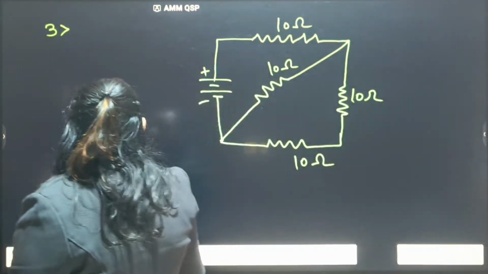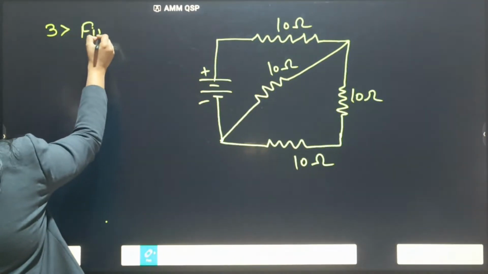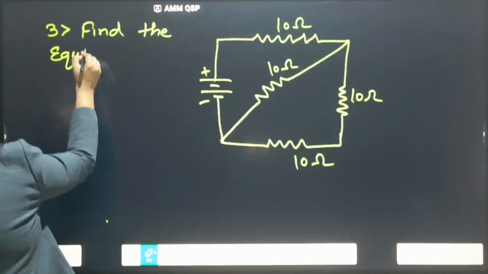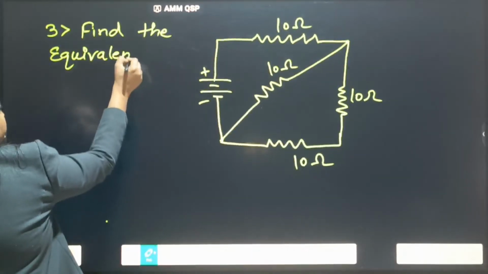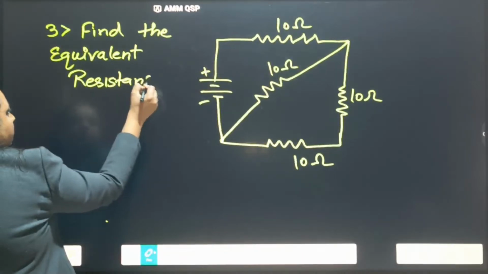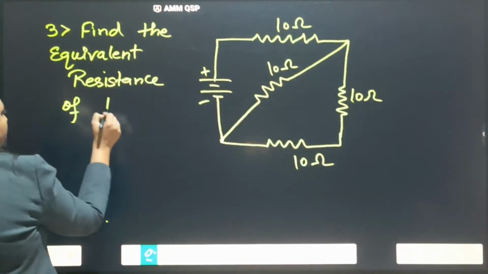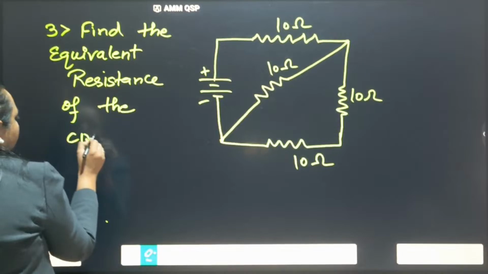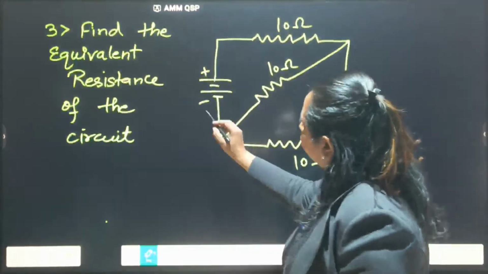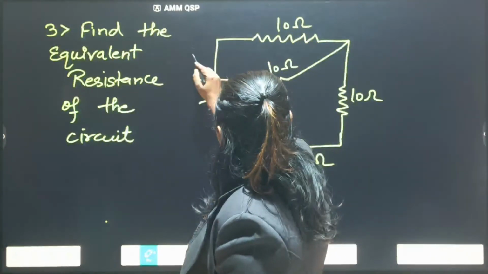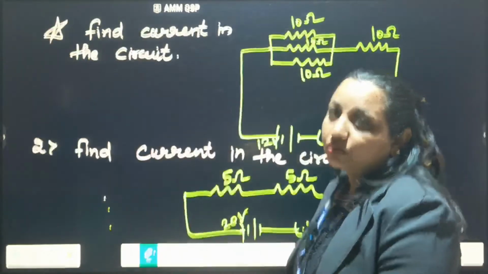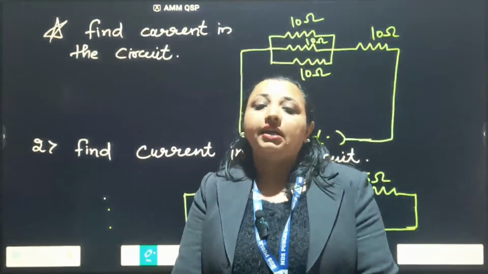find the equivalent resistance of the circuit. Find the equivalent resistance of the circuit. So you can solve these questions. Suppose it is a 6 volt battery. So these are the 3 questions to solve as an assignment. So here we end today's lecture.